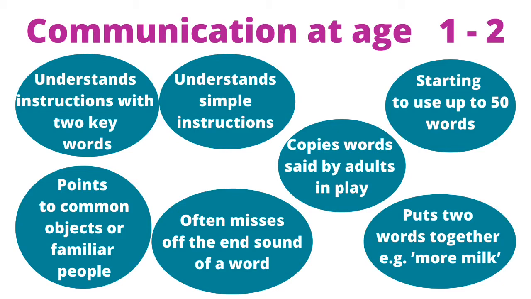And they will start to put together little phrases like more milk, cat gone. And when they do that, we can say, yes, the cat has gone. You want some more milk? And we can repeat those 2 phrases back to them, perhaps adding a little bit, but show them that we're understanding what they've just said to us in those 2 words that they've joined together. So that is some of the things that children can do when they're 1 or 2.